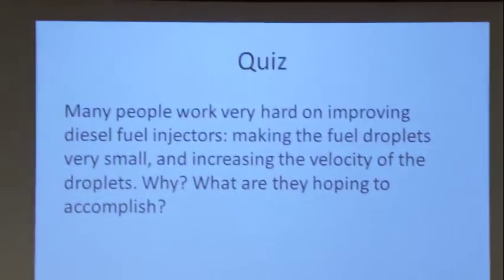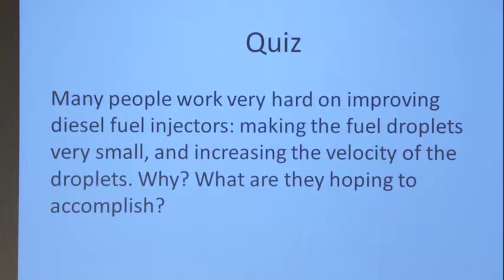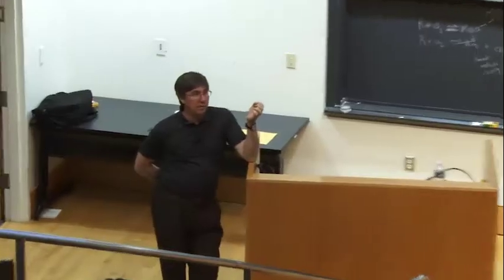All right, and here's a quiz, but we don't have much time, so I'm going to tell you the answer. A lot of people work really hard on improving diesel fuel injectors to try to make the fuel droplets really tiny and try to make the velocity really high. So why are they doing this? Right? So the reason they're making the droplets really tiny is they want them to evaporate really fast. The sooner they evaporate, the more time there'll be for diffusive mixing of the fuel vapor with the air.